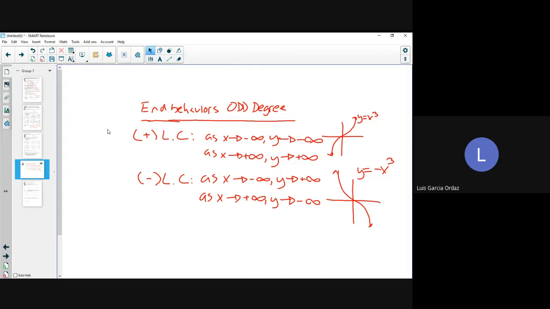Leading coefficient. The a value. So this is your a value.